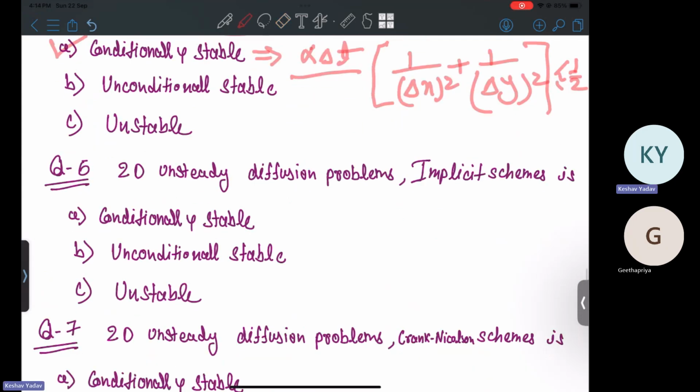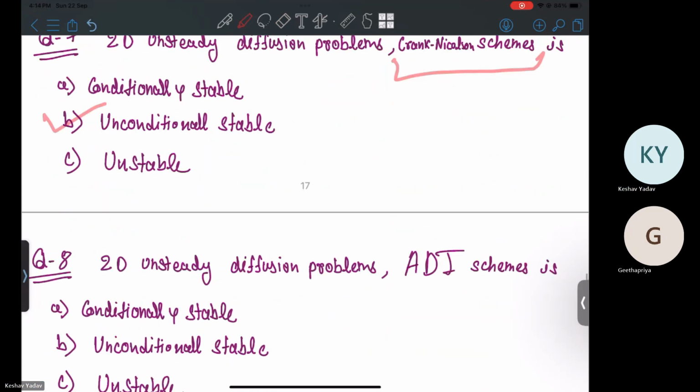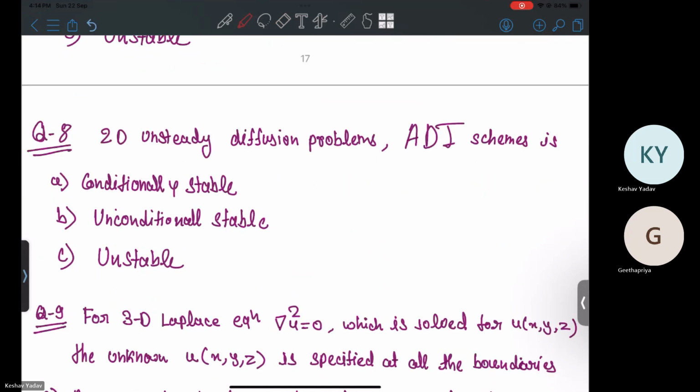Now the next problem. The implicit scheme is unconditionally stable. The Crank-Nicolson scheme is unconditionally stable. The ADI scheme in the 2D case is unconditionally stable.